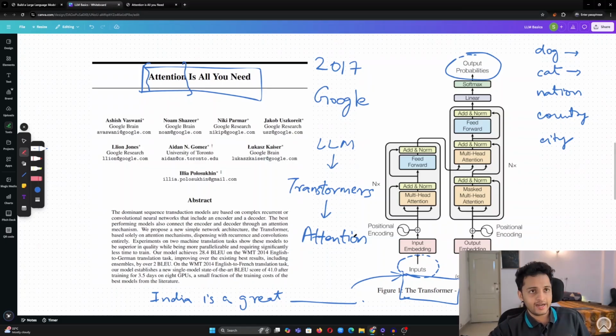India is a great dog. No, right? It will be close to 0. For cat, it will be 0. Country and nation can be 50-50, right? It can be either nation or it can be country. So this will be very close to 0.5. This can also be very close to 0.5. But city, it will be close to 0.